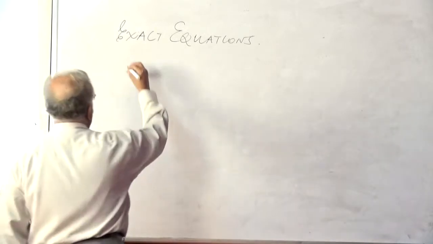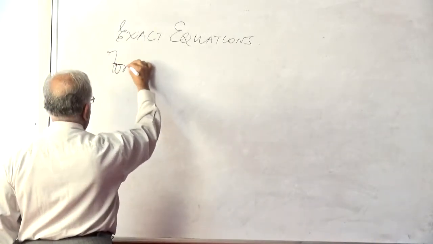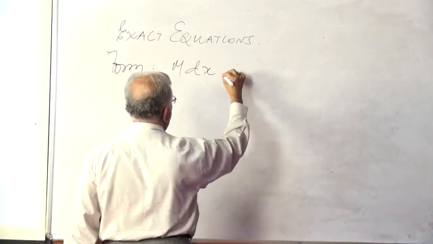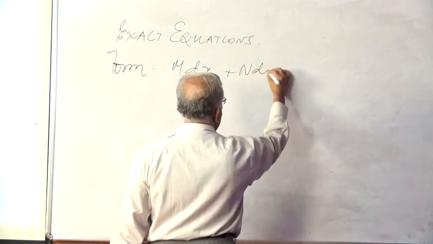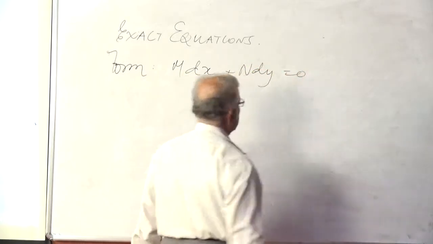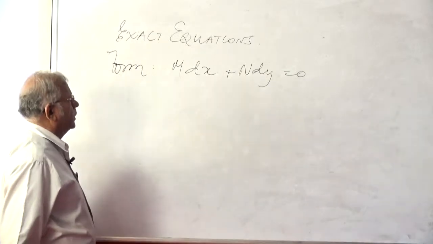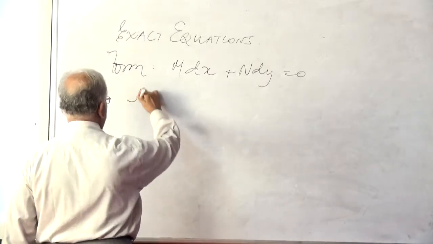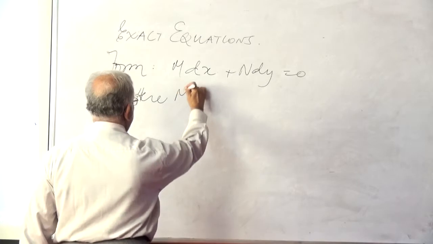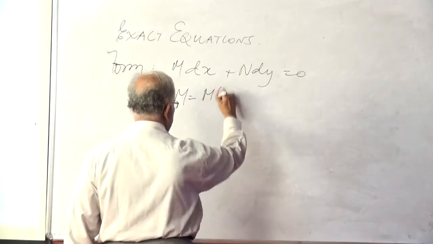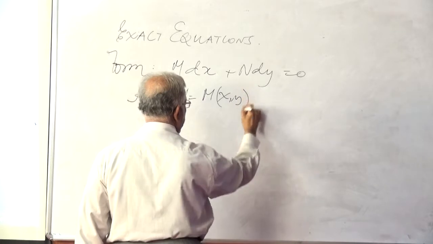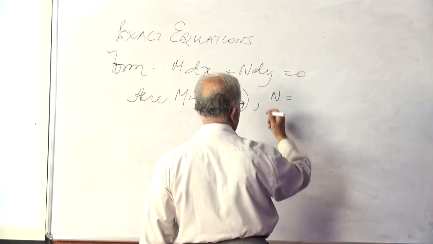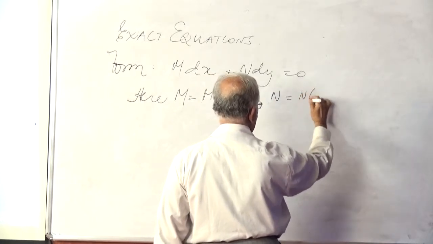Now, the form that I am talking of is M dx plus N dy is equal to 0. This is a very standard form of writing an equation. Here, we must remember M is nothing but a function of x and y, and N also is another function of x and y.